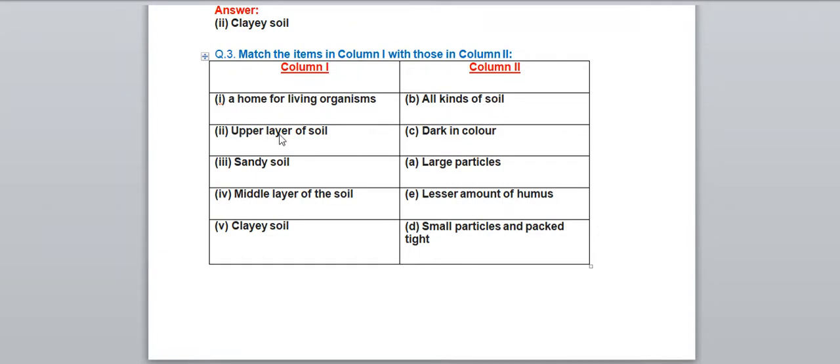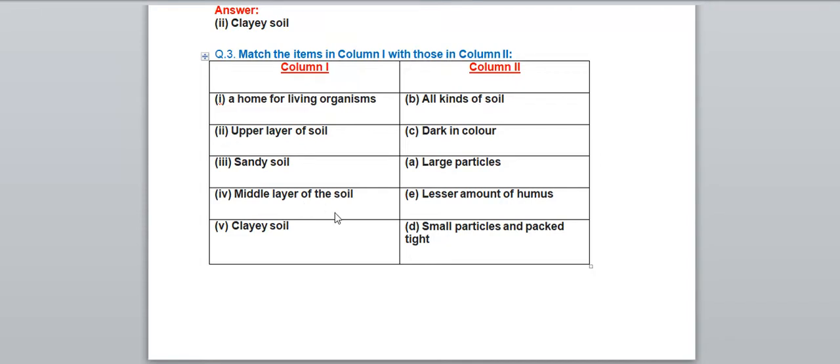Next question, what we have, upper layer of the soil. What is the characteristic of the upper layer of the soil? When we read the chapter, at that time we discussed that the upper layer of soil is dark in color, right? The upper layer of the soil where we used to grow the plant is dark in color. Next we have sandy soil. In sandy soil, what was the characteristic of the particles? The particles are large in size. You all know that the particles are a little bigger than your soil particles. So sand has larger particles. Middle layer of the soil.